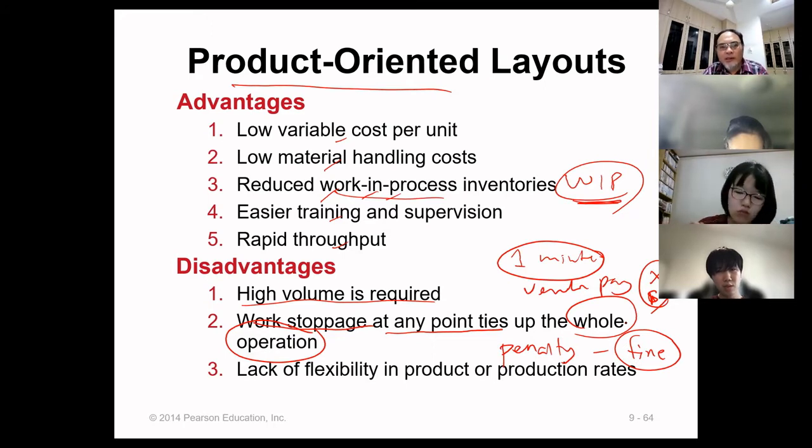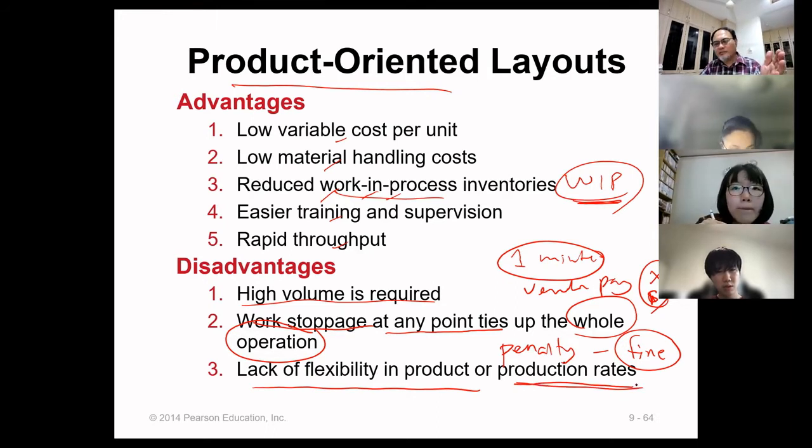Of course, when you are product oriented, there is a lack of flexibility in product or production rates. We are talking about mass production, so you can only produce a very small variety: 1 model, 2 models, 3 models, not like a job shop. In a job shop you can make different kinds of products according to the requirements requested by customers. It also reflects a lack of flexibility in the production rates.